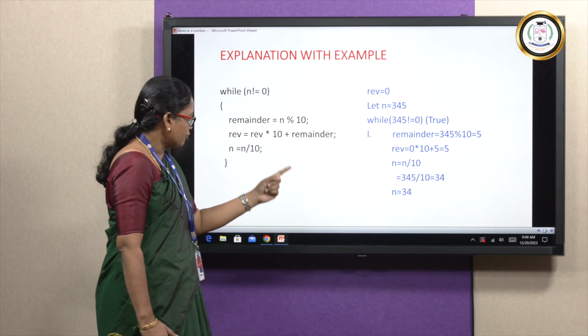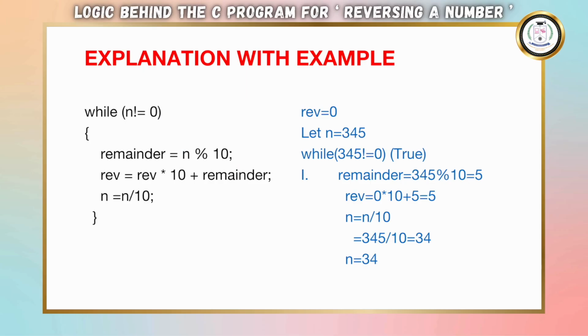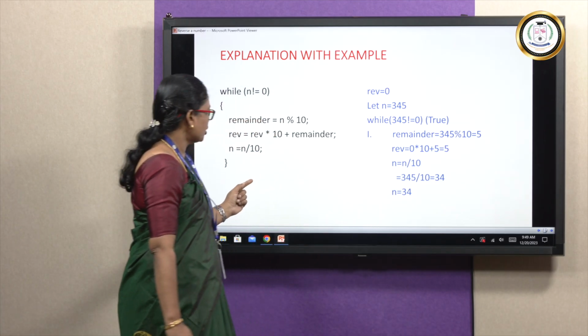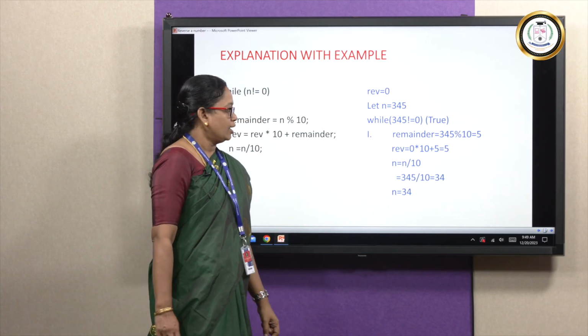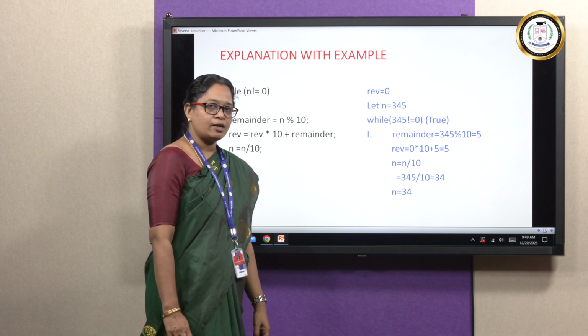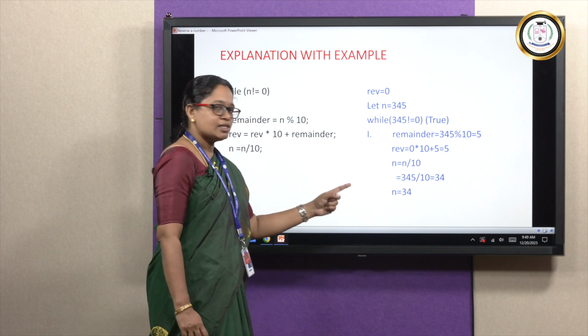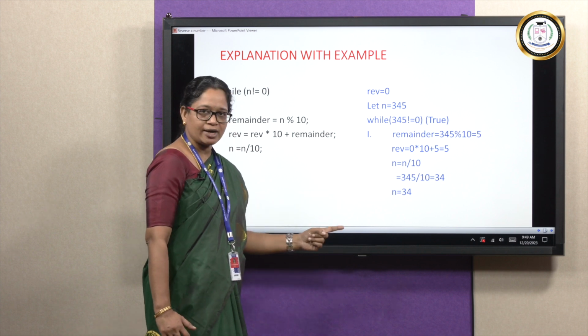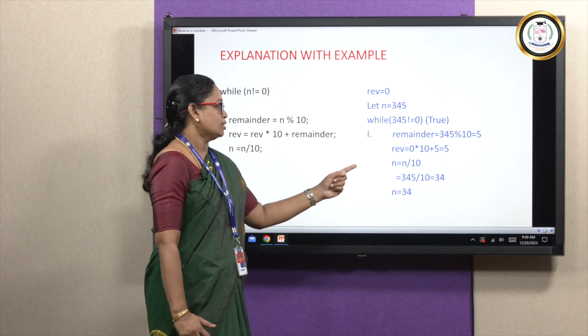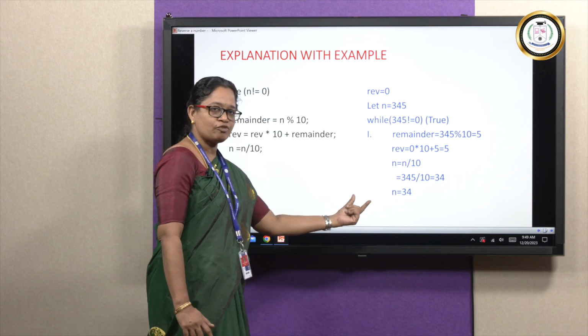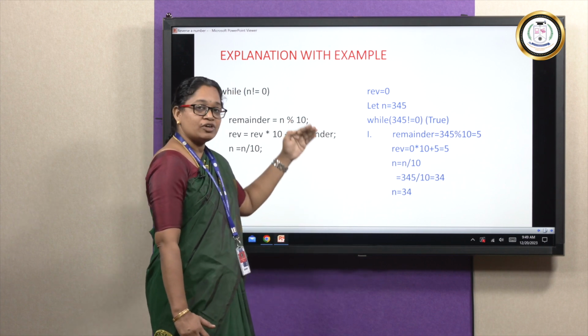Then it calculates reverse. Reverse equal to the value of reverse into 10 plus remainder. So the value of reverse is 0. 0 multiplied by 10 is 0. When it is added with 5, it gives the output as 5. Then finally we are calculating n. N equal to n divided by 10. So the value of n is 345. When it is divided by 10, it gives the quotient 34. So now the value of n is 34 in the first iteration.